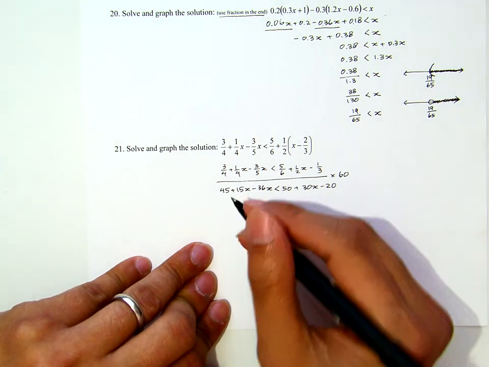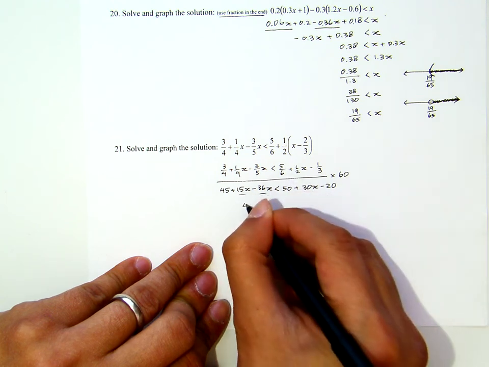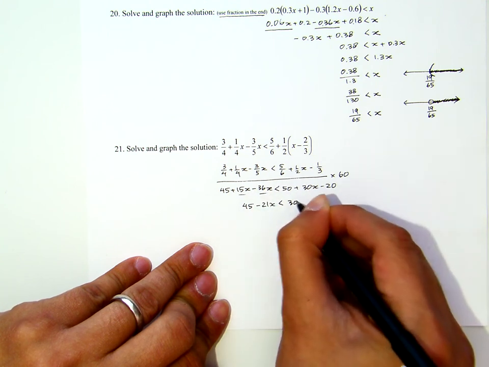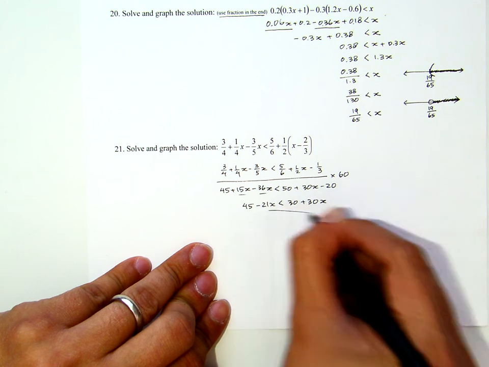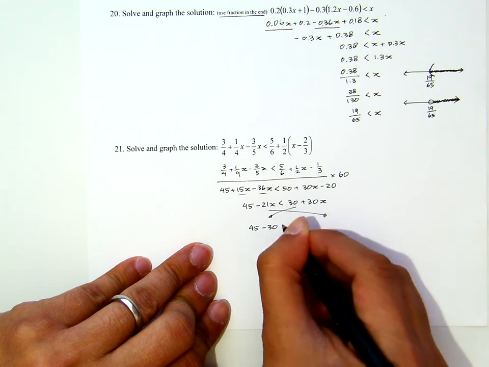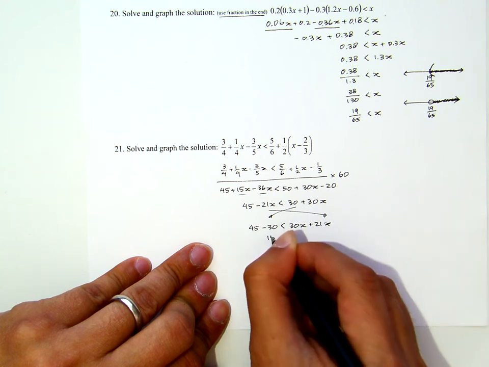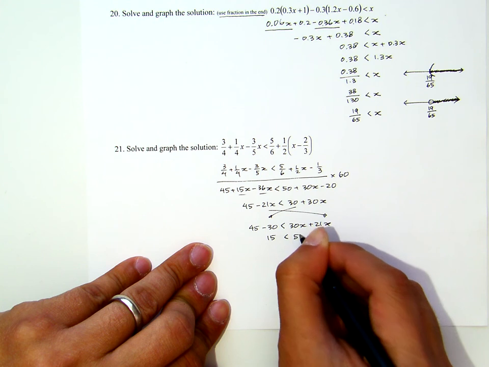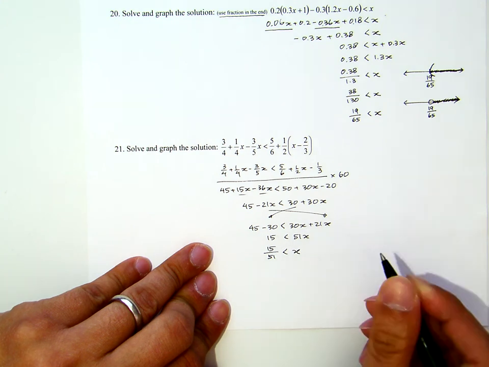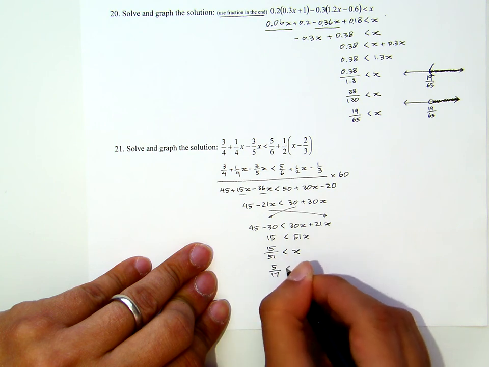Now, let me continue. What I will do from here is combine like terms on each side. I think this is 45 minus 21x is less than 30 plus 30x. And then I will move across the inequality sign. 45 minus 30 is less than 30x plus 21x. That's 15 is less than 51x. 15 over 51 is less than x. Both of them are multiples of 3, right? So this is 5 over 17 less than x.